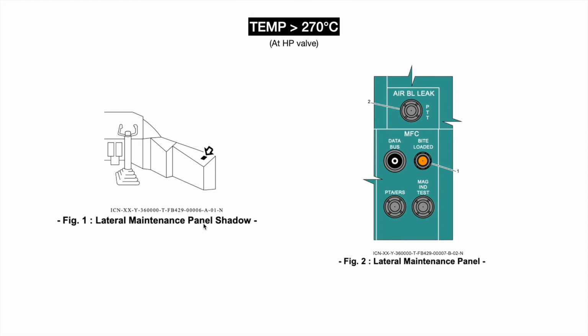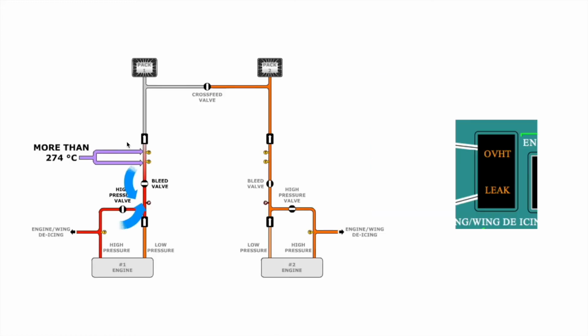The MFC byte loaded indicator on the maintenance panel comes up amber in case the sensor detects a temperature above 270 degrees Celsius. If the temperature downstream of the bleed air shutoff valve is more than 274 degrees Celsius, the bleed valve will automatically shut and the high pressure valve will also close if it was open. The overheat light comes up on the overhead panel.